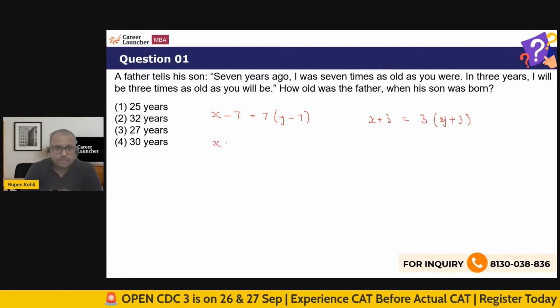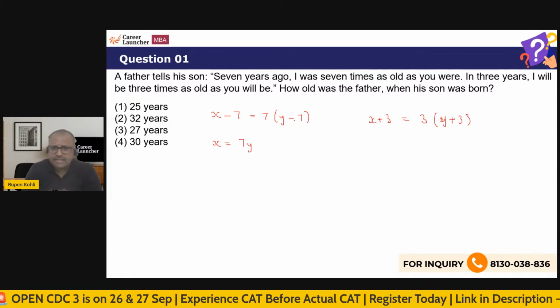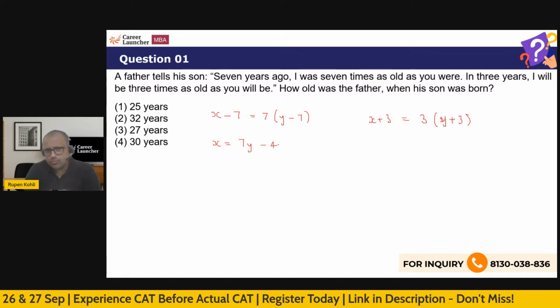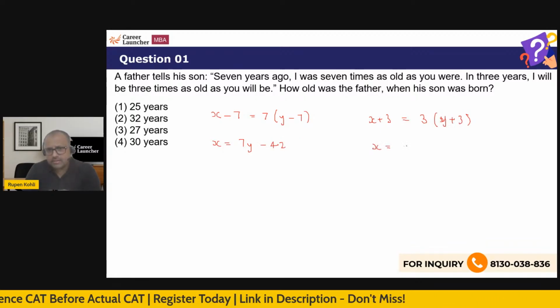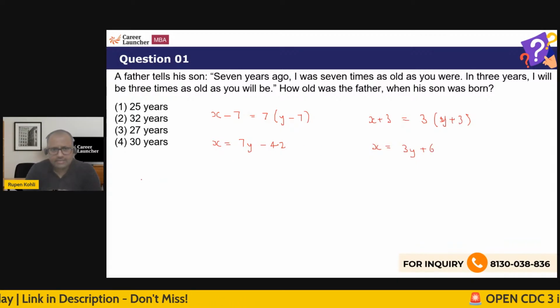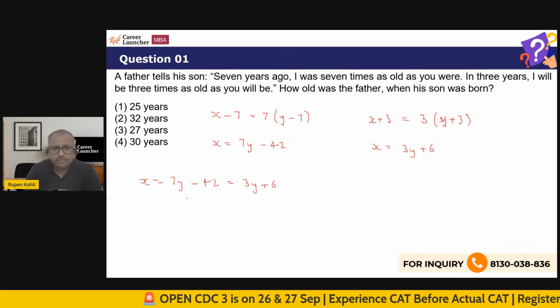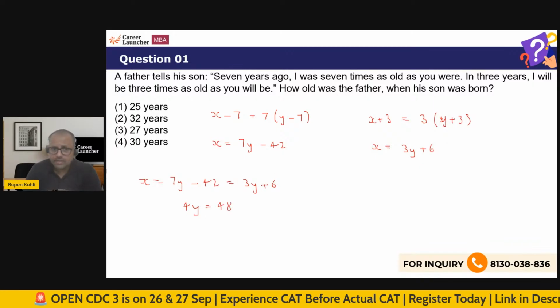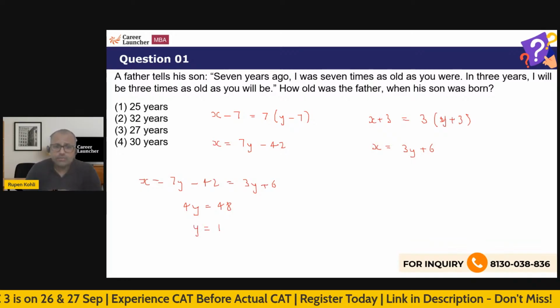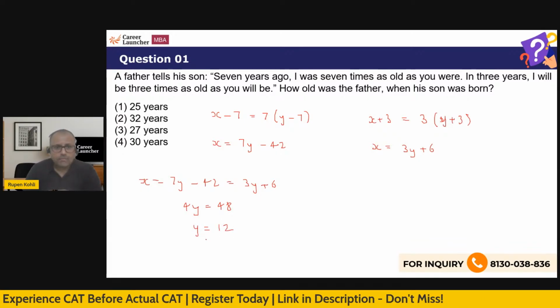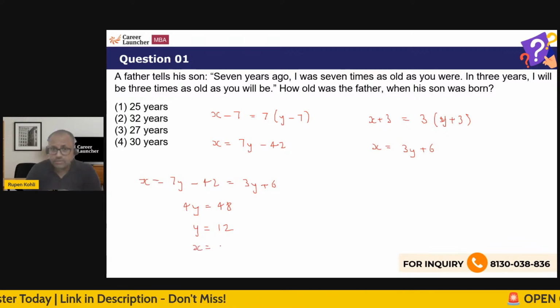This one is simplified as x equals 7y minus 49 plus 7, that is minus 42. And from here, x is 3y plus 9 minus 3, which is plus 6. So therefore, we can say that x equals 7y minus 42, which also equals 3y plus 6. So 7 minus 3, 4y equals 42 plus 6, 48. Y is coming to be 12, so put it back over there, and we can say that x is 3y plus 6. 3 12s are 36 plus 6, which is 42.